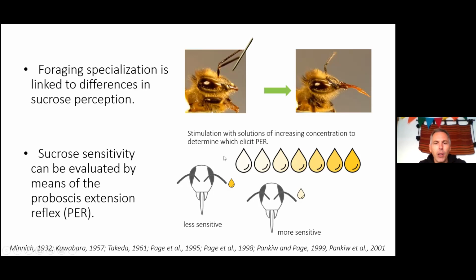Here in this example, we have that this bee needs a very highly concentrated solution to extend its proboscis. Then it is less sensitive than this other bee. I don't know if you can see my point. Yes, we can see it. Less sensitive than this other bee, who can extend its proboscis even with an intermediate or low sucrose concentration.